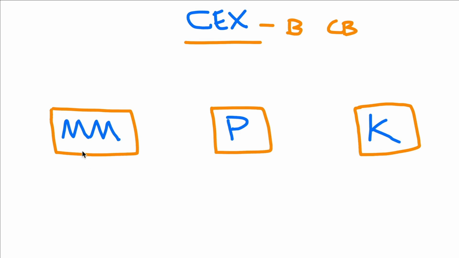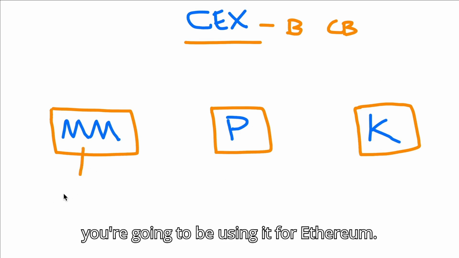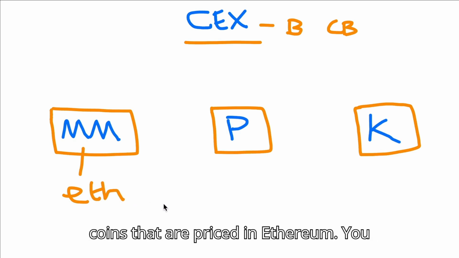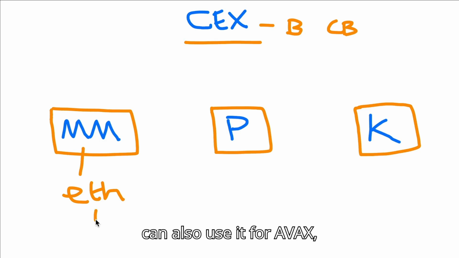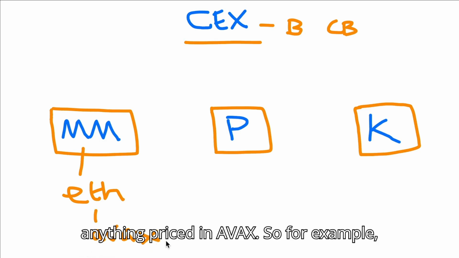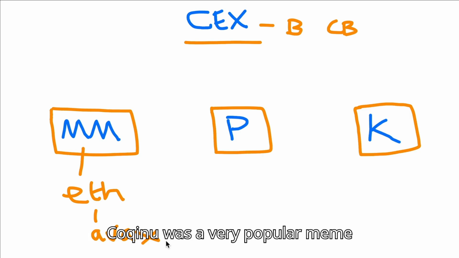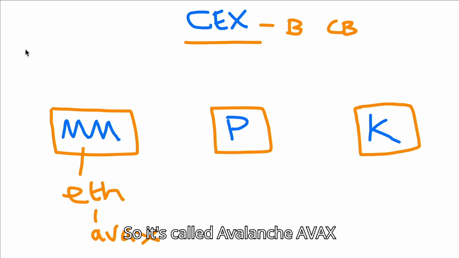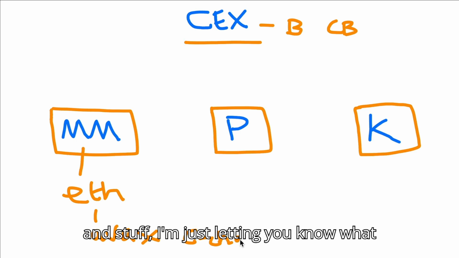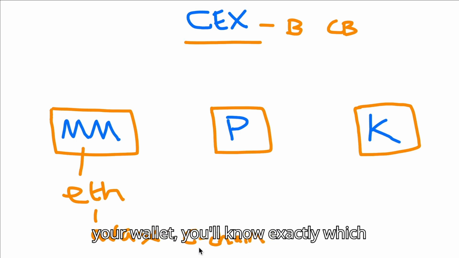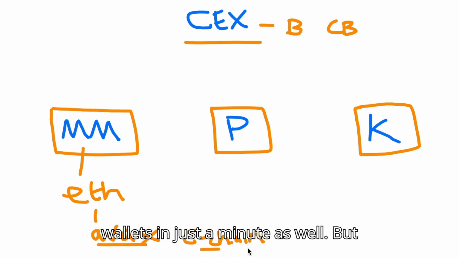MetaMask, in the main, you're going to be using for Ethereum. So anything with Ethereum, so any meme coins that are priced in Ethereum. You can also use it for AVAX. Anything priced in AVAX. So for example, Cock Inu was a very popular meme coin, still is, on the Avalanche blockchain. So it's called Avalanche AVAX C chain. Don't worry about the wording and stuff. I'm just letting you know what it's called so that when you see it in your wallet, you'll know exactly which one to click. And I'll show you in the wallets in just a minute as well.